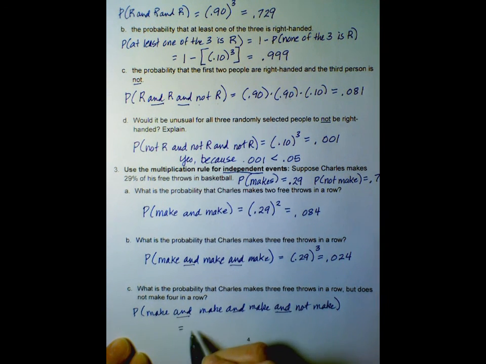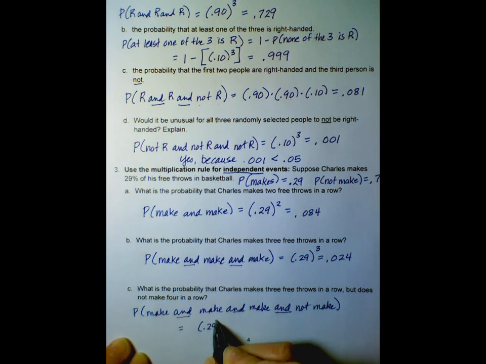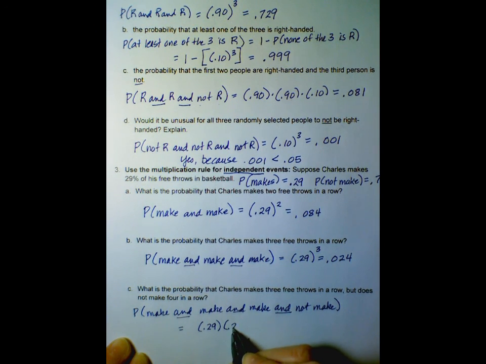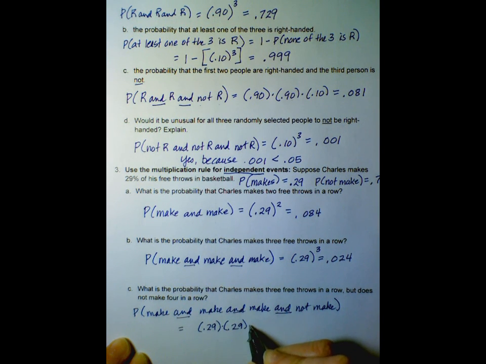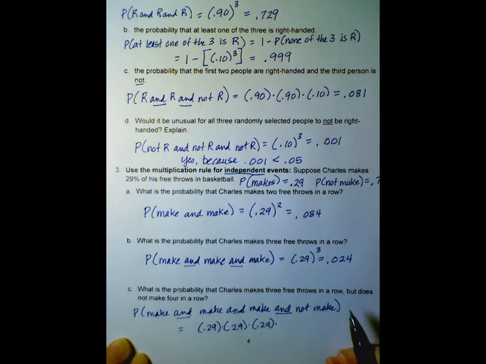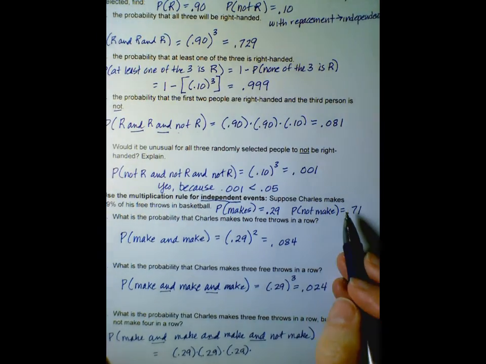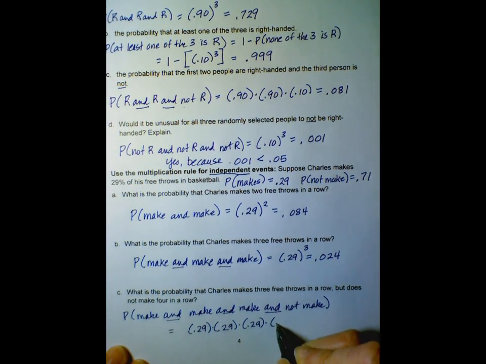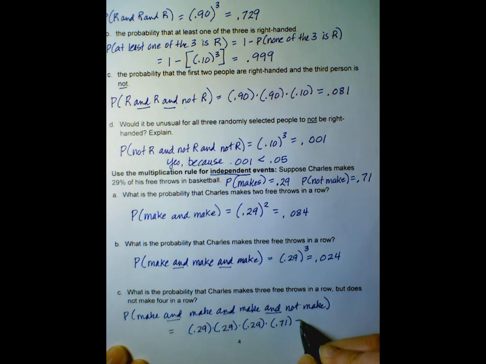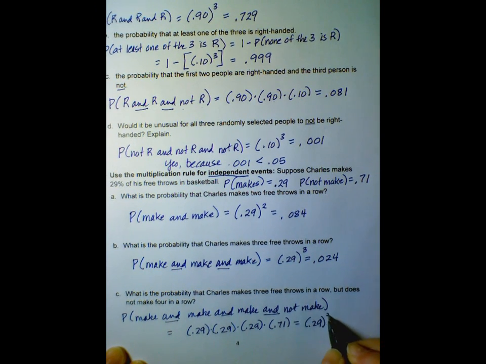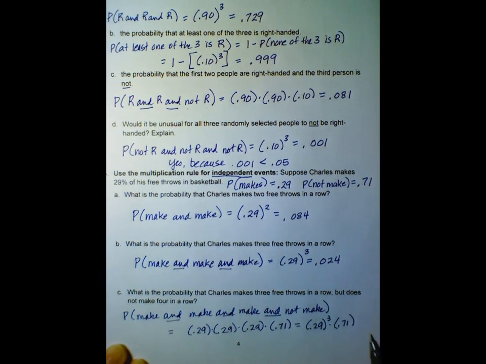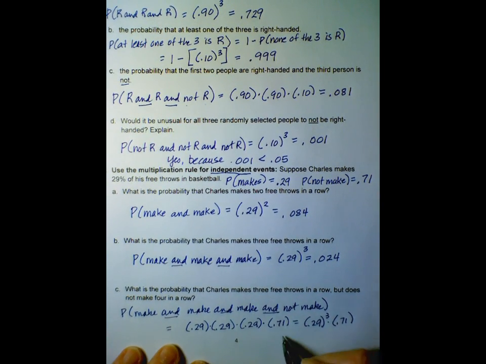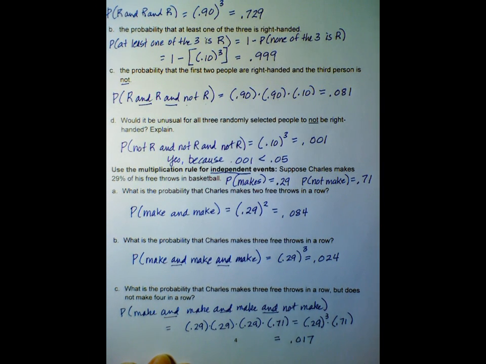All right, so that would be our 0.29. Let's just write them all out so we can see it. Make, multiplication, and make, and not make. Well, we wrote that down up here. It's going to come in handy now. 0.71. Of course, you could have written 0.29 to the third, then times 0.71. That would be the shorthand to write that, which equals 0.017. So there's about a 1.7% probability that he would make 3 in a row, but not 4 in a row.